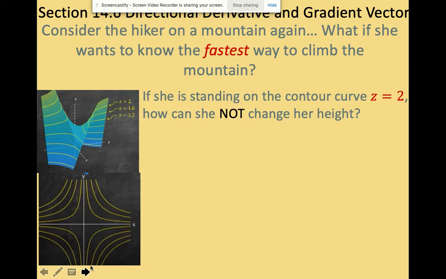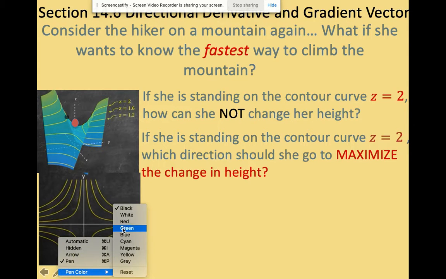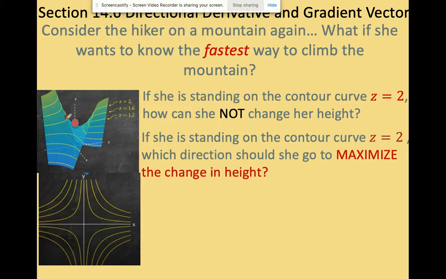So let's say I'm standing at an elevation of 2. And I want to know, which direction should I go to maximize my elevation, the change in height? So let's say, oh, that's a terrible spot. Let's say really I'm over here. Let's say I'm somewhere here. Oh no, I think the level curve of height is about there.